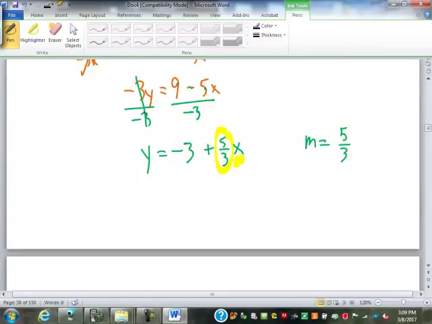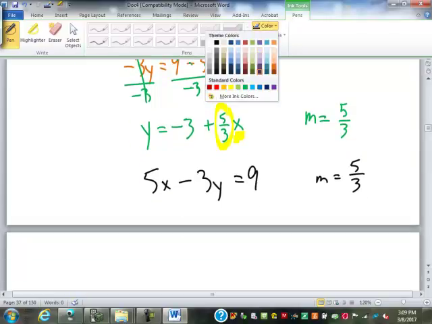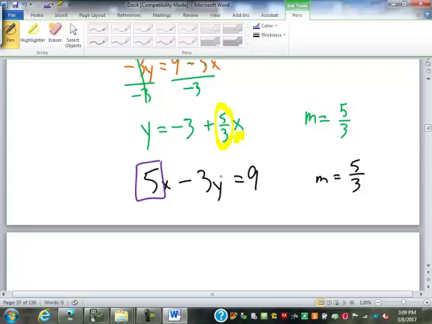So we've solved a couple of these equations. I'm going to rewrite this one down here. 5x minus 3y equals 9 gave us a slope of a positive 5/3. Now you can see from this equation here, we have a 5 here, but this is a negative 3. Let's do another one and see if we can find a pattern that develops with that. So let's do 6x plus 2y equals 8.